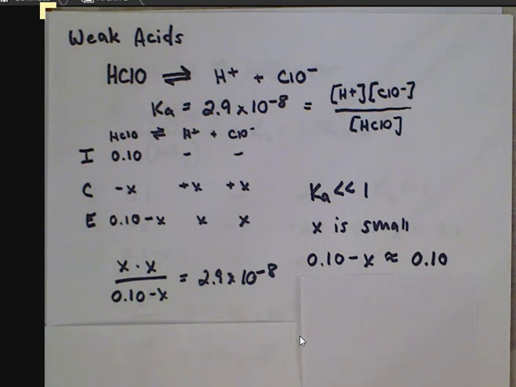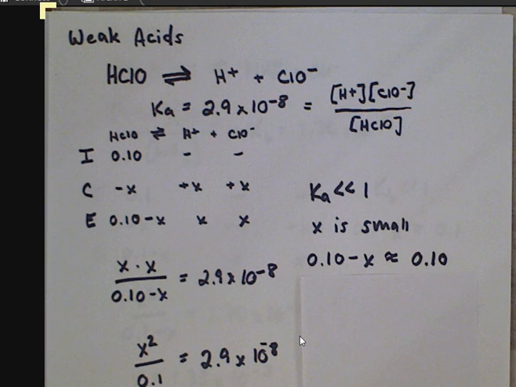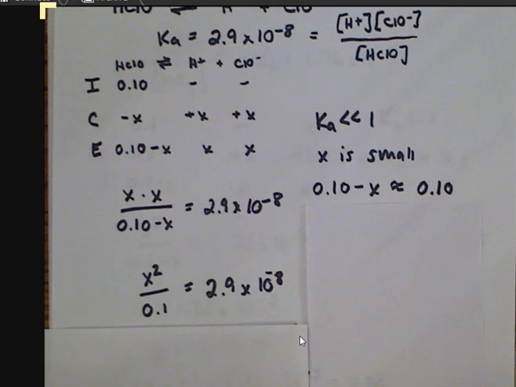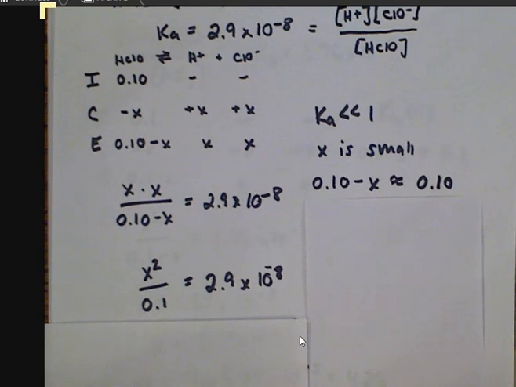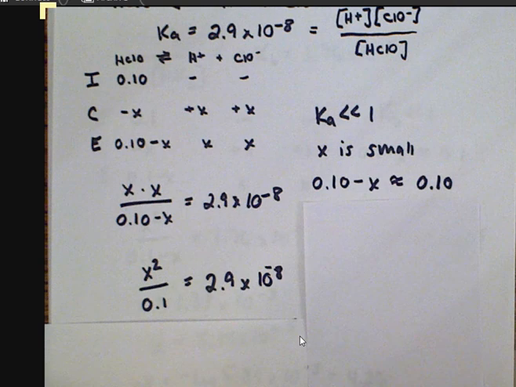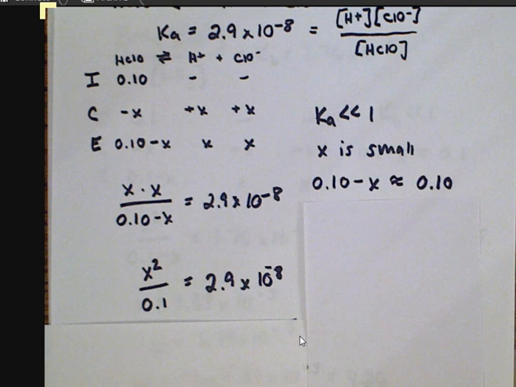So making that assumption makes our equation a whole lot easier, right? We can get rid of that minus X part. Okay, we can get rid of that minus x component, and it just becomes x squared over 0.1 is equal to 2.9 times 10 to the minus 8, the Ka value there. Okay.